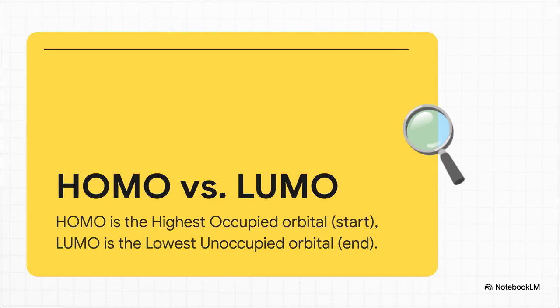You know, in the world of quantum chemistry, we have these fancy terms. The electron starts its journey in what's called the HOMO. That stands for highest occupied molecular orbital. Just think of it as the highest energy level that actually has an electron in it. When it absorbs that photon, boom, it jumps to the LUMO, the lowest unoccupied molecular orbital. It's the very next rung on the energy ladder that's empty and waiting for it.